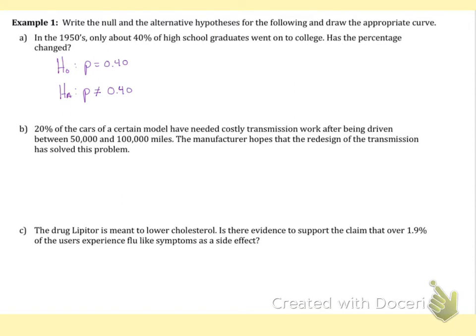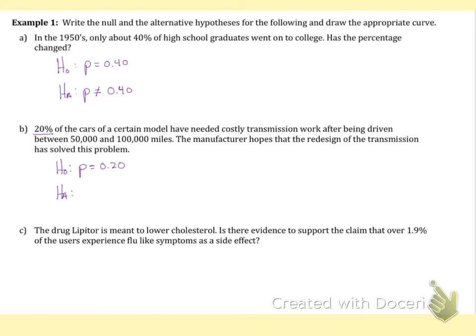For part B, it says 20% of cars of a certain model have needed costly transmission work after being driven between 50,000 and 100,000 miles. The manufacturer hopes that a redesign of the transmission has solved this problem. Again, we're looking at a proportion. The null hypothesis is that nothing has changed, meaning the redesign did not actually solve any kind of problem, and that the proportion is still 20%.